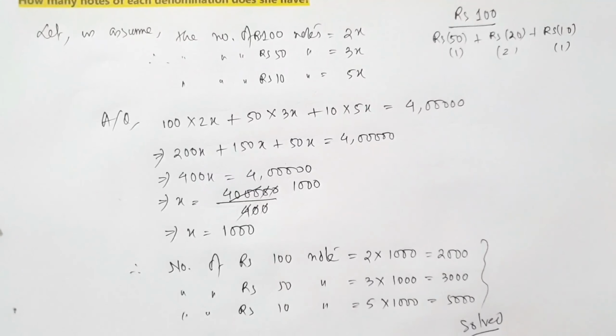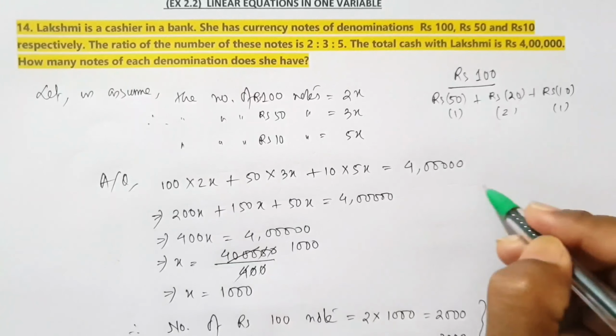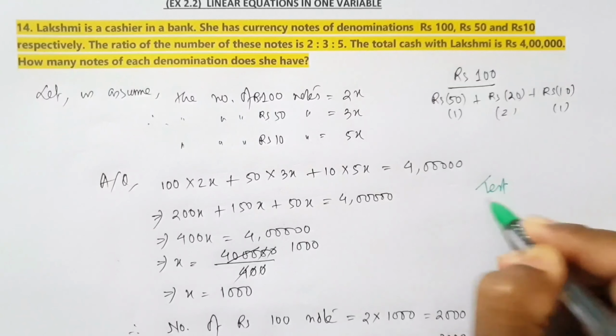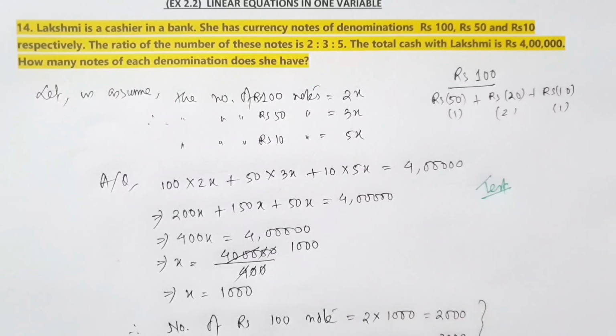Now let's check whether our calculation is correct or not through the testing method. 100 rupees note, we got total 2000 number. It means that 100 into 2000, which is equal to 1, 2, 3, and there are 2 zeros, that is 2 lakh.